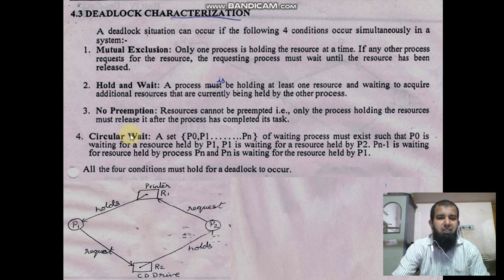Next, circular wait. A set P0, P1, ..., Pn of waiting processes must exist such that P0 is waiting for a resource held by P1, P1 is waiting for a resource held by P2, and like this it becomes a circular cycle. In this example, P1 holds R1 and P2 requests R1. Then P2 holds R2, and P1 requests R2. So it becomes a cycle here. This becomes circular. Clear, no?